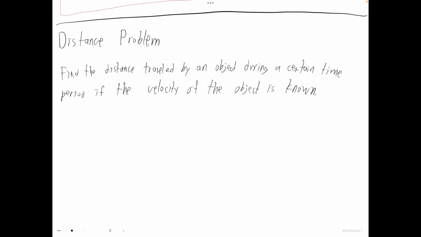Now, if velocity is constant, this is pretty easily found, because velocity is equal to the distance divided by the time. And so rearranging this, distance is equal to velocity times time. And so if the velocity is constant, we just take the velocity times how long it was traveling, and we get the distance that it was traveling.